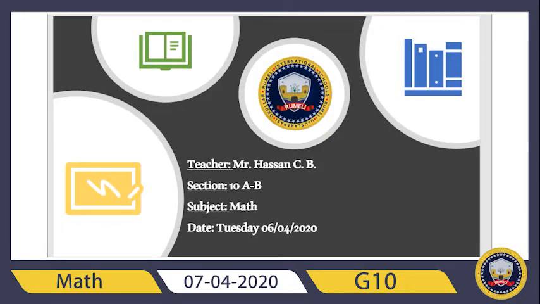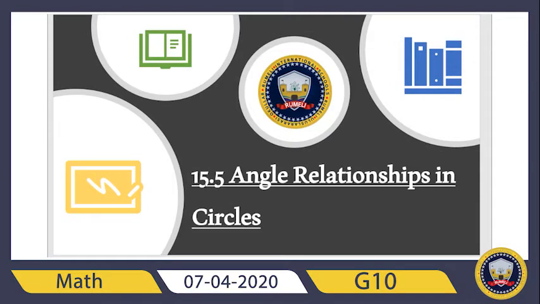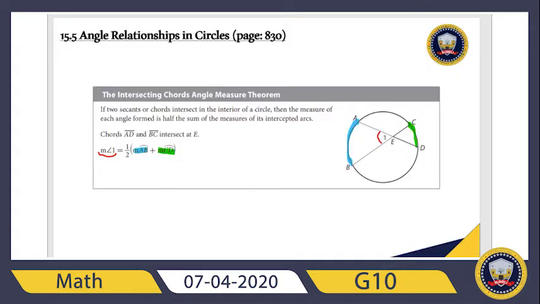Everything is fine. So we are still doing geometry and we are still dealing with circles. Today we are going to find all the relationships between some angles and arcs. So today's section is the fifth section from the 15th chapter that's titled Angle Relationships in Circles. Let's start from the first theorem.